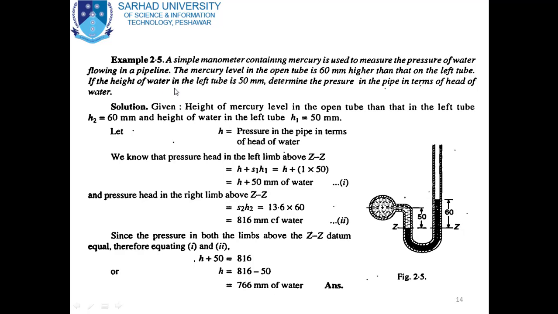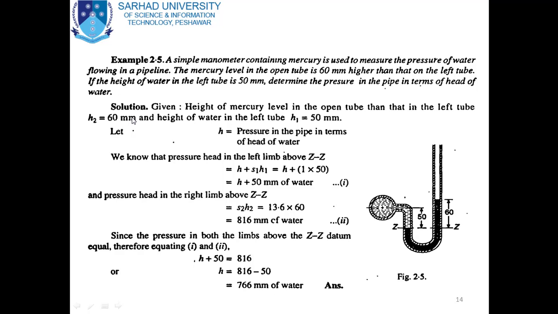If the height of the water in the left tube is 50 mm, determine the pressure in the pipe in terms of head of water. We have given that the height of water in the left tube is 50 mm and the height of mercury in the right tube is 60 mm, and we have to calculate the pressure in the pipe in terms of head of water.